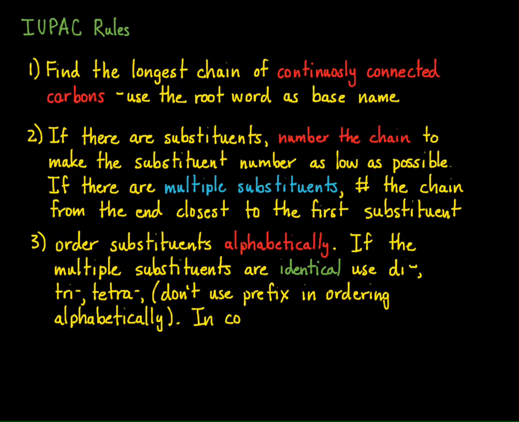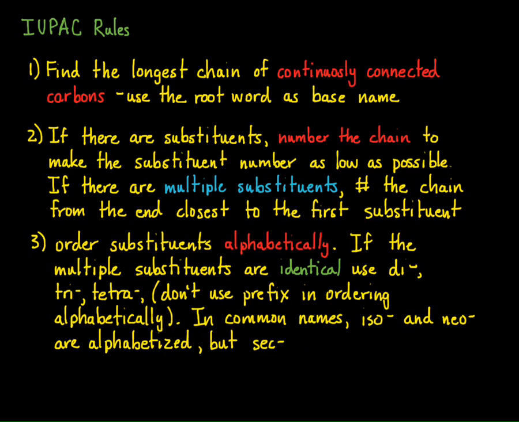We also can use common names as well. Isobutyl, neopentyl, tert-butyl. And so when we go to alphabetize, this gets a little bit confusing. Iso and neo are alphabetized. Why? Because they are new substituents. Sec and tert are not alphabetized. Why? Because they're based on the carbon that's attached, that is secondary or tertiary.